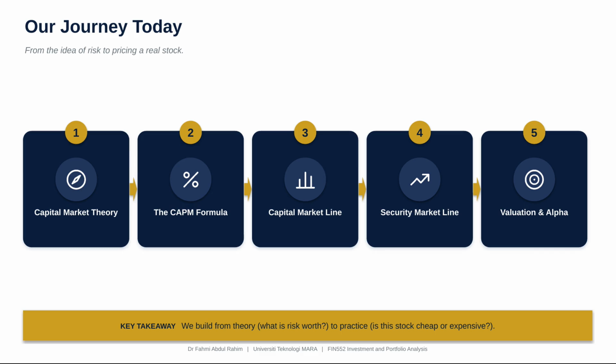Here is the map for our journey. 5 clear stops that build from pure theory to practical stock picking. Stop 1 is capital market theory, where we meet the big idea behind CAPM and the two types of risk. Stop 2 is the CAPM formula itself, the heart of the chapter, which we will learn by heart and practice. Stop 3 is the capital market line, the first of our two graphs, which prices diversified portfolios by their total risk. Stop 4 is the security market line, the second graph, which prices individual securities by their beta.